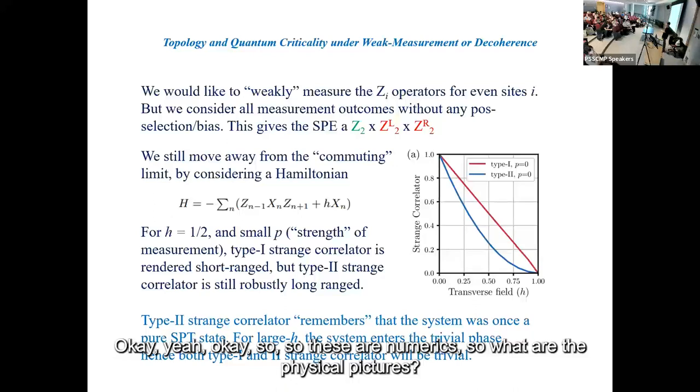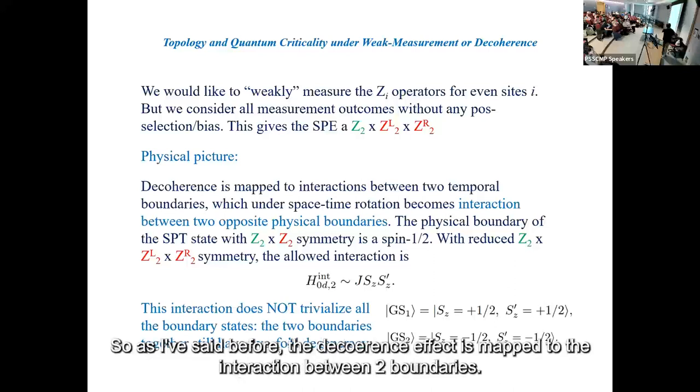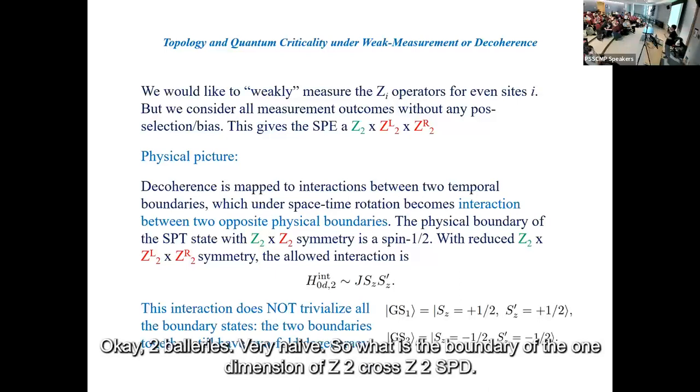Okay, how do we understand it using intuitive and naive physical pictures? Okay, so let's do this. As I said before, the decoherence effect is mapped to the interaction between two boundaries. Very naively, what is the boundary of a one-dimensional Z2 cross Z2 SPT?